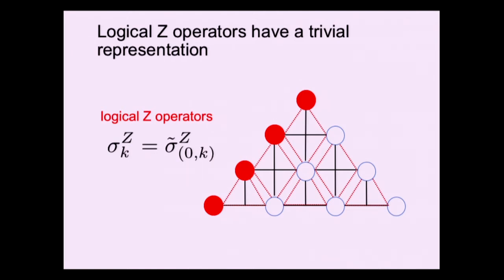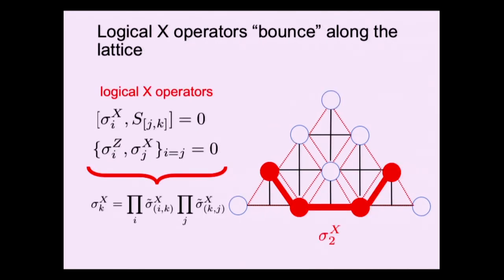So the first thing we have to do is to identify the logical Z operators. Here we stick to the convention of LHZ, and we take the logical Z operators to be the qubits in the top left diagonal. Now we need to identify the logical X operators. In order to identify them, we take the following commutators, and we are able to show that the sigma X takes the following form, and is essentially a product of sigma X in chains that bounce along our lattice. Here in this figure, we see the sigma X for k equal 2.